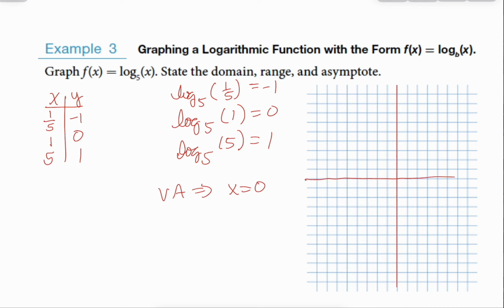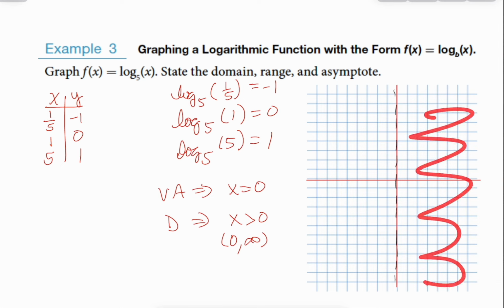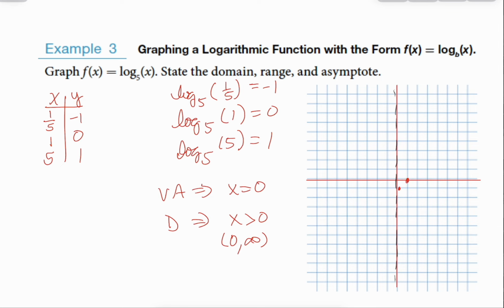So let's go ahead and put our axes on here. And let's put a vertical asymptote at 0. Now, the domain is going to be where the inside is greater than 0. So that's just going to be from 0 to infinity. So that means that the graph lives over here, and our points live over there. 1/5 is at -1. So you're going to have to guesstimate that one. 1 is at 0. 5 is at 1. So our graph looks something like that.